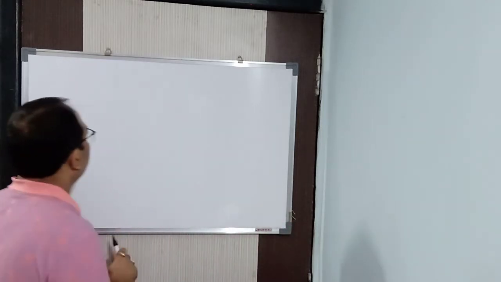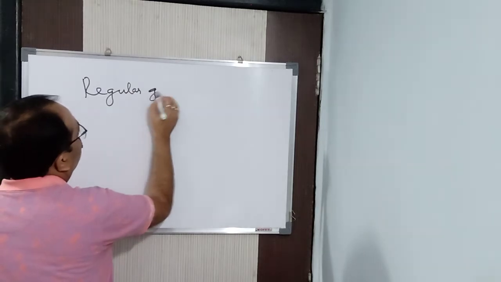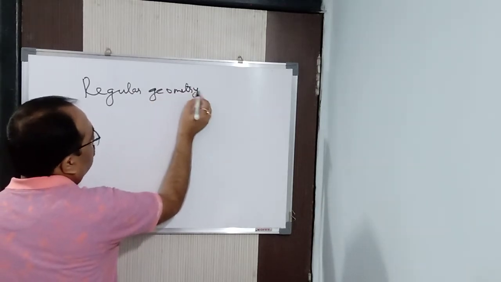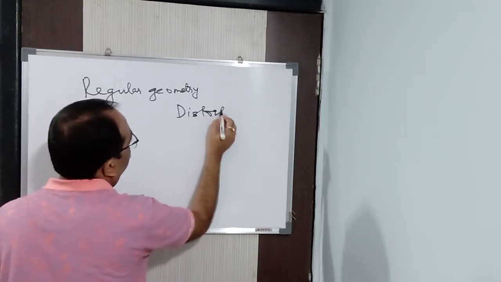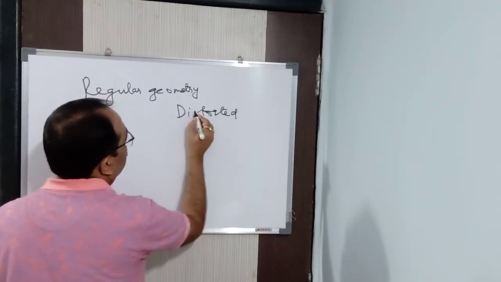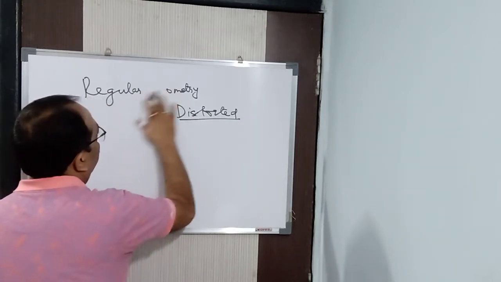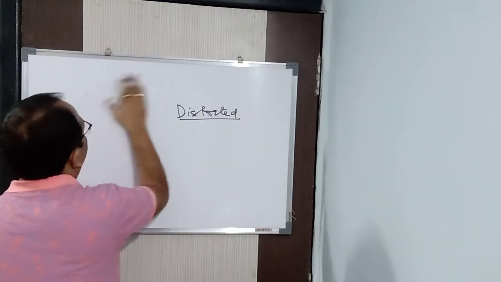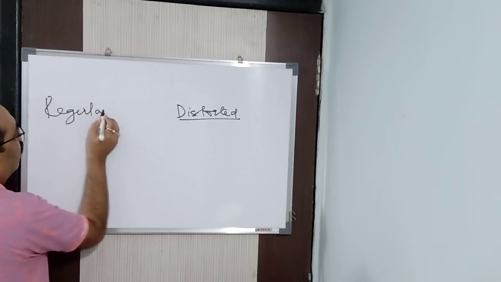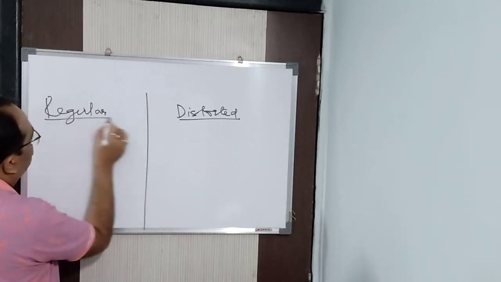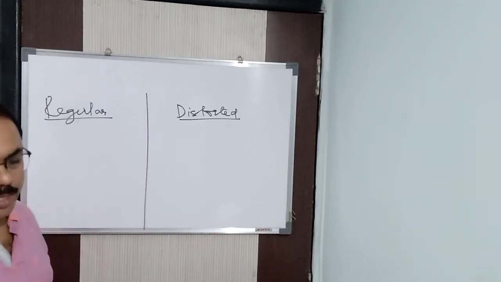One is your regular geometry, another is your distorted geometry. Geometry means shape, I have already said it here. One is regular, another is distorted. Let me write it in this way, it is better. That is regular geometrical figure and another is distorted geometrical figure, so to say. Now what is the difference between regular and distorted?